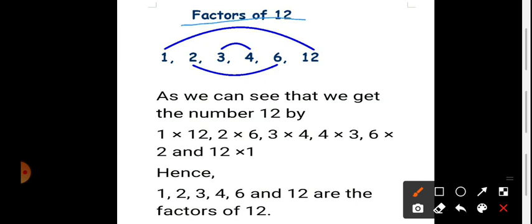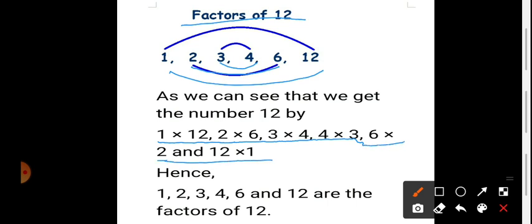Okay, now we can see that if we multiply 1 with 12, we will get 12. If we multiply 2 to 6, then also we will get 12. And if we multiply 3 to 4, then also we get a result of 12. Here you can see 1 into 12 is 12, 2 into 6 is 12, 3 into 4 is 12, 4 into 3 is 12, 6 into 2 is also 12, and 12 into 1 is also 12. So hence we can say that 1, 2, 3, 4, 6 and 12 are the factors of 12.